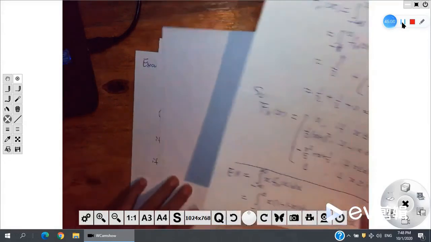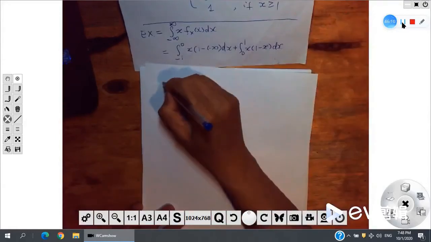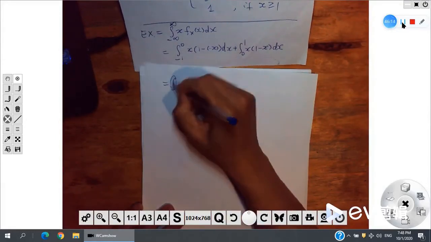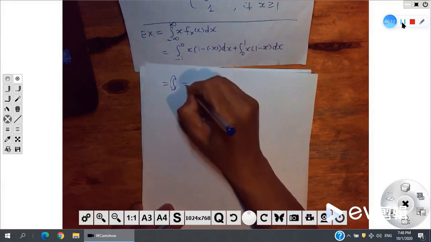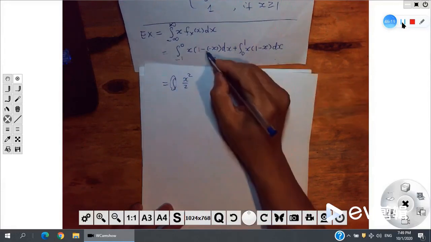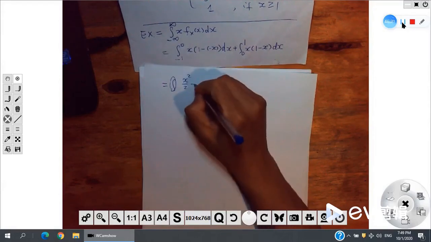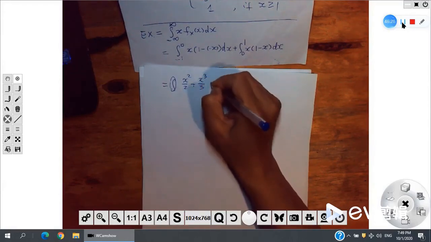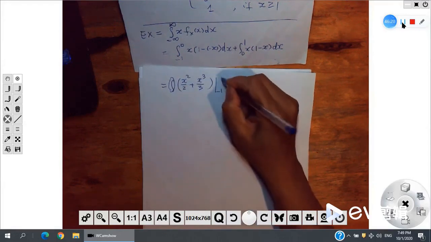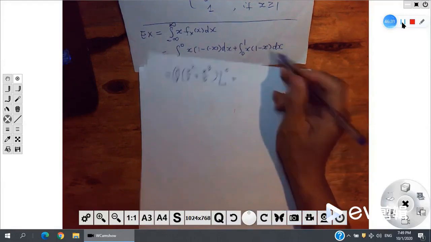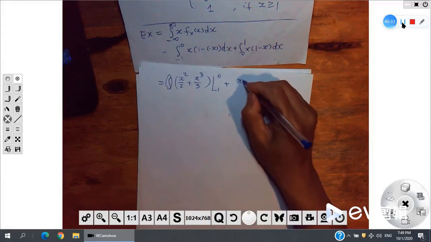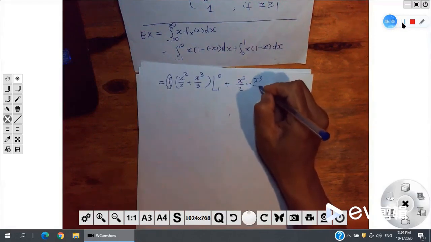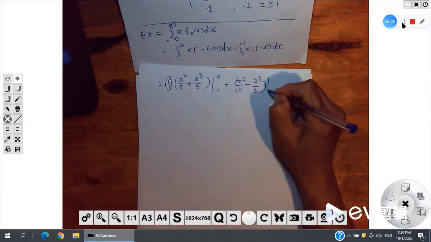The first term is x, so that is x squared over 2, and the second term is plus x squared, so by integral I have x cubed over 3. This is from negative 1 to 0. And the second one, I have x, so this is x squared over 2, and minus x squared, that will be x cubed over 3. This is from 0 to 1.